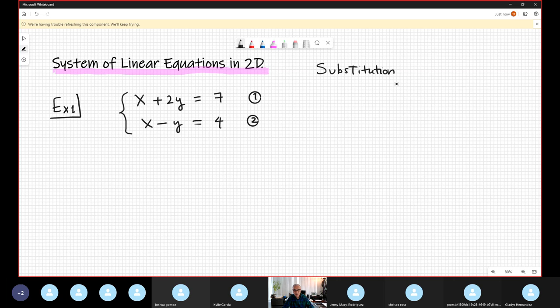And elimination. Some books call it elimination or addition-subtraction. It's a synonym. I prefer elimination, like a name, versus substitution. And so what is the best way that you can apply?